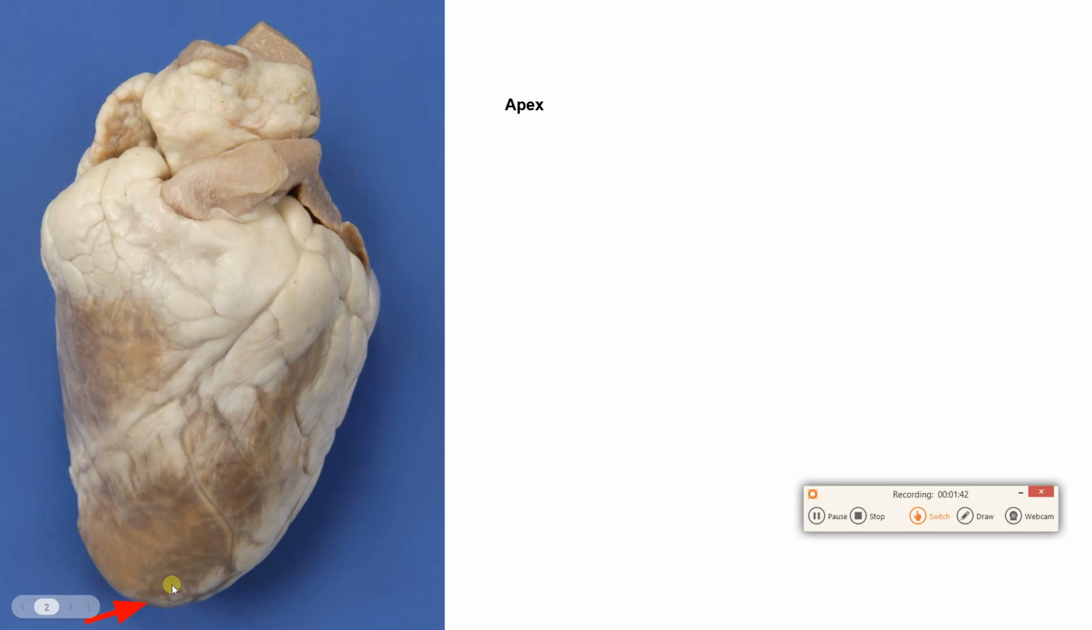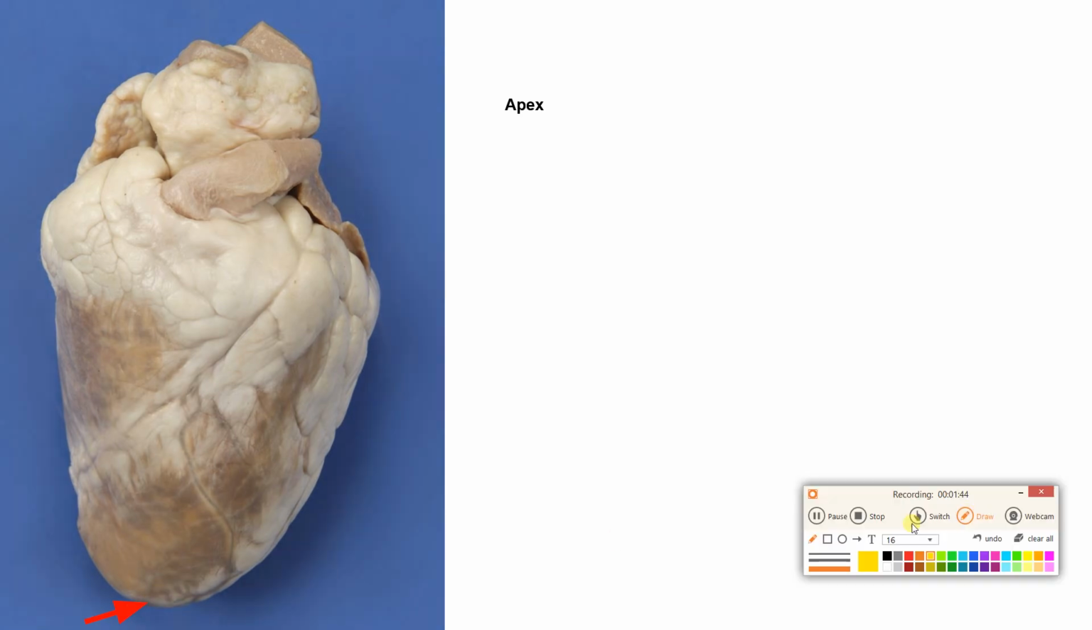Got the apex of the heart down here. Apex of the heart right here. Now, this whole guy right here is the left ventricle. So if you found the apex, you've also found the left ventricle. Okay? Excellent. So that's our apex.